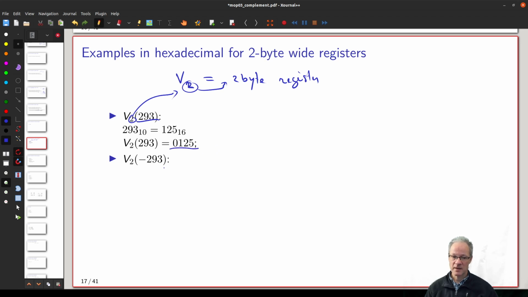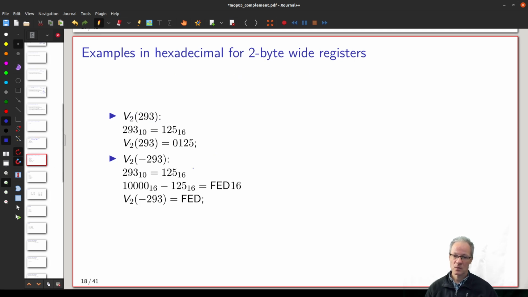What if it's a negative number? What do we do then? Well, then again, we get the absolute value. It's 125. And then we subtract this value from this guy, right? So 10000 minus 125. And as we subtract, we can see that here again, we need to borrow 1.